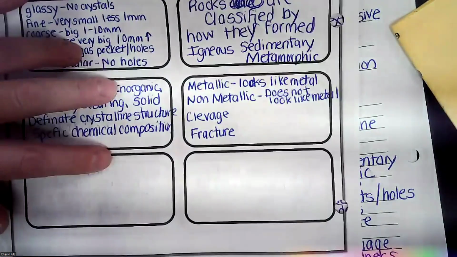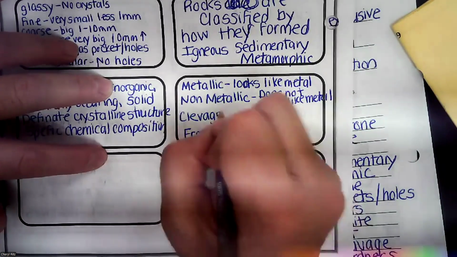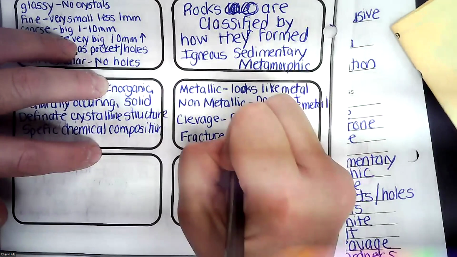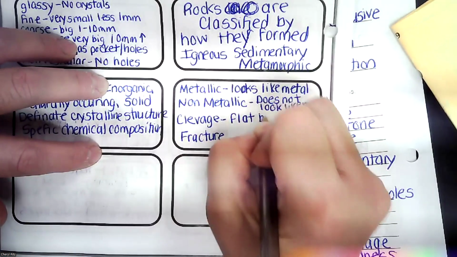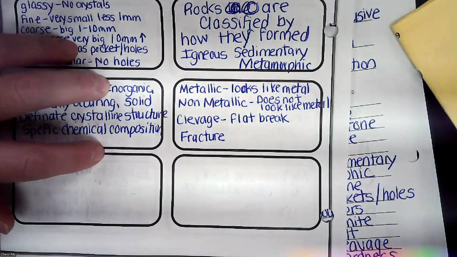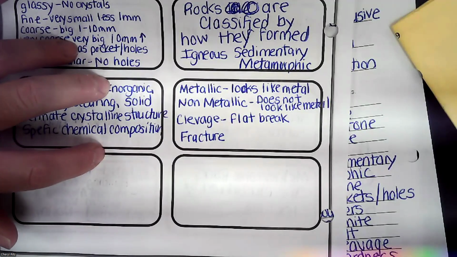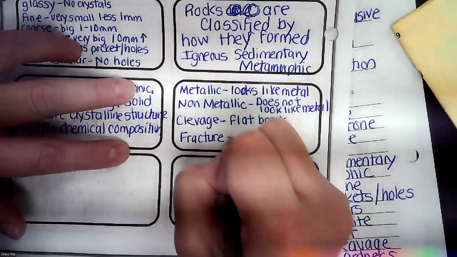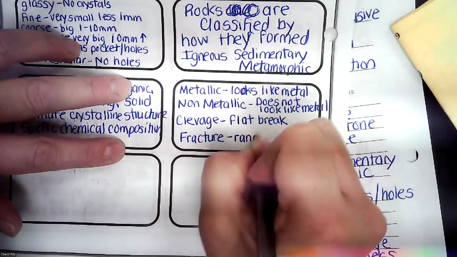How about cleavage? What is that? It breaks, and what's it look like? Flat breaks, or breaks flat, however you want. So where it's broken, it might not be the whole mineral itself, but where it's broken, the breaks will be nice and flat or straight. Whereas fracture, those are random breaks.